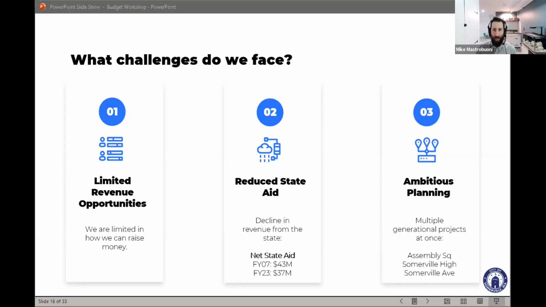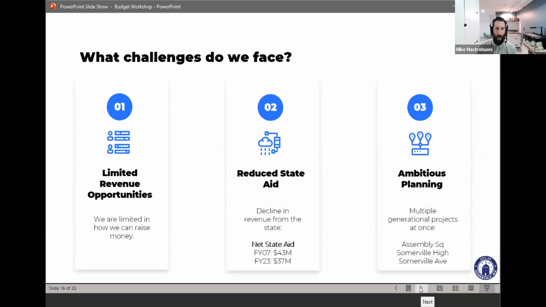And then a last one is ambitious planning. I think residents want more services from Somerville government. They want more investment. And what we've done is what I've referred to as multiple generational projects all at the same time. The city has redeveloped Assembly Square. The city has nearly completed a new Somerville High School. The city has completed a huge infrastructure project on Somerville Ave and the Poplar Street Pump Station, which I think we're up against that meeting tonight. So there's an ambitious agenda of projects that residents want Somerville city government to complete. And that's an opportunity and a challenge, I guess you could say.